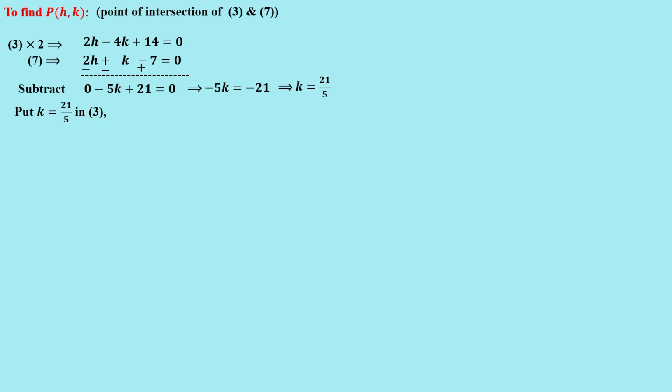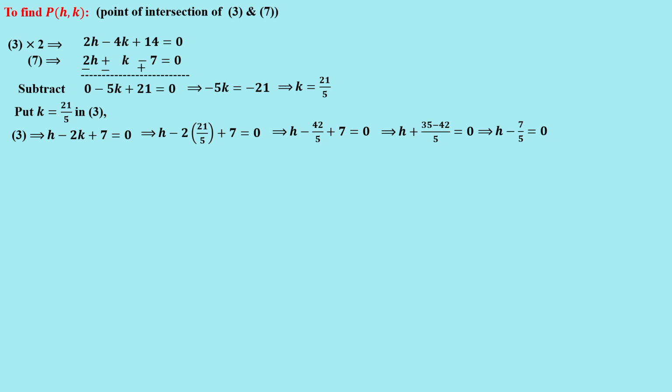Put k equal to 21 by 5 in 3. So 3 implies h minus 2k plus 7 equal to 0. h minus 2 into 21 by 5 plus 7 equal to 0. h minus 42 by 5 plus 7 equal to 0. h plus, taking LCM, 35 minus 42 by 5, 5 into 7 is 35. So h minus 7 by 5 equal to 0, so h is equal to 7 by 5. Hence the midpoint of the chord is P(h, k), that is (7 by 5, 21 by 5).